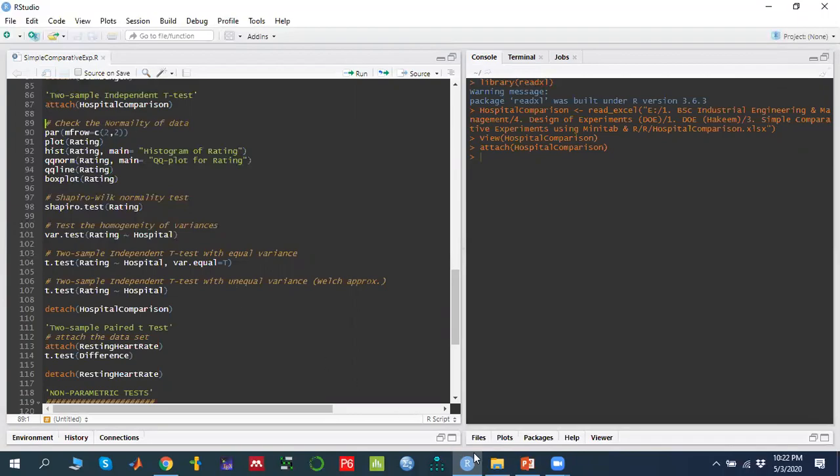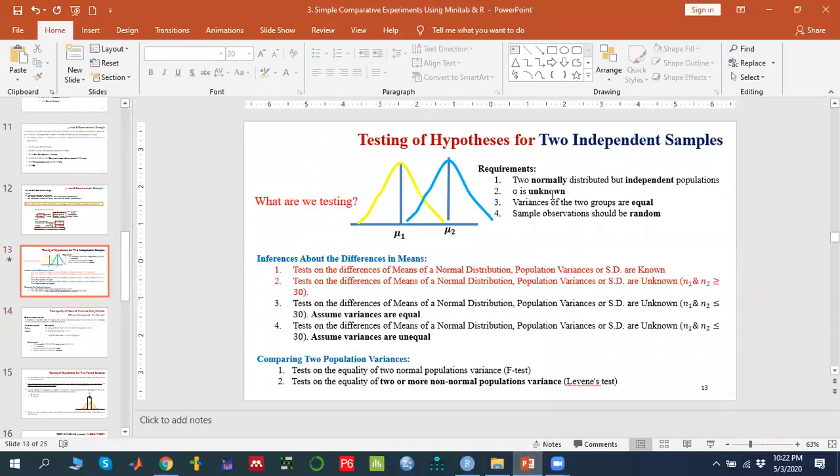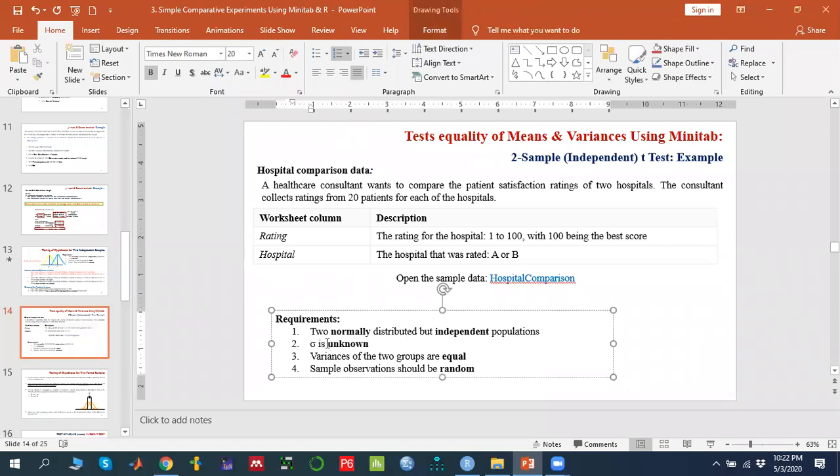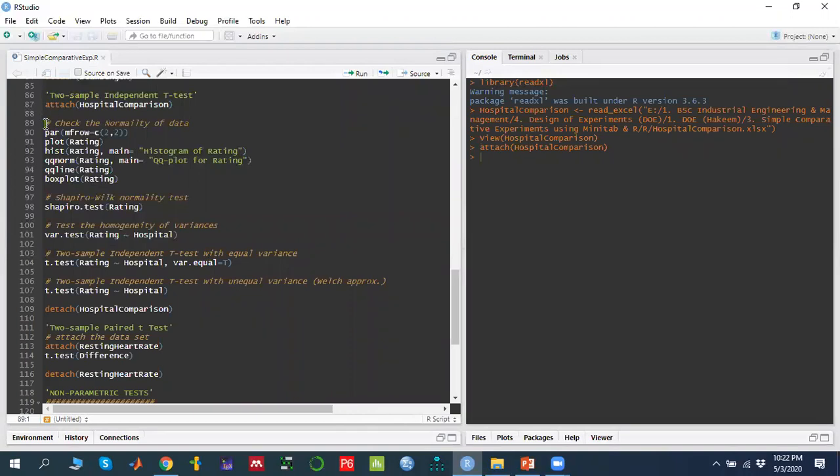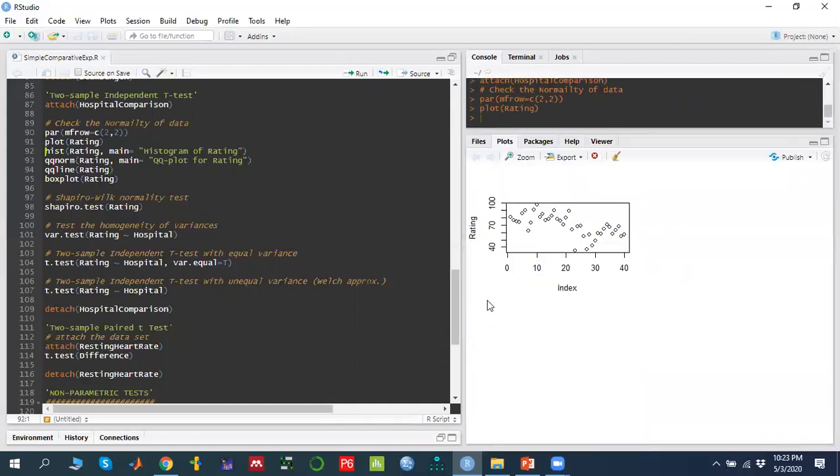The first condition, as we have seen, in order to apply the independent sample t-test, is that we need to check the normality of the data. We already did this for the previous test as well, if you can watch my previous videos. The first thing I am doing is partitioning the page in 2 by 2, that is 2 rows and 2 columns, and the first thing we are plotting is a simple index plot, with the actual data values on the y-axis.